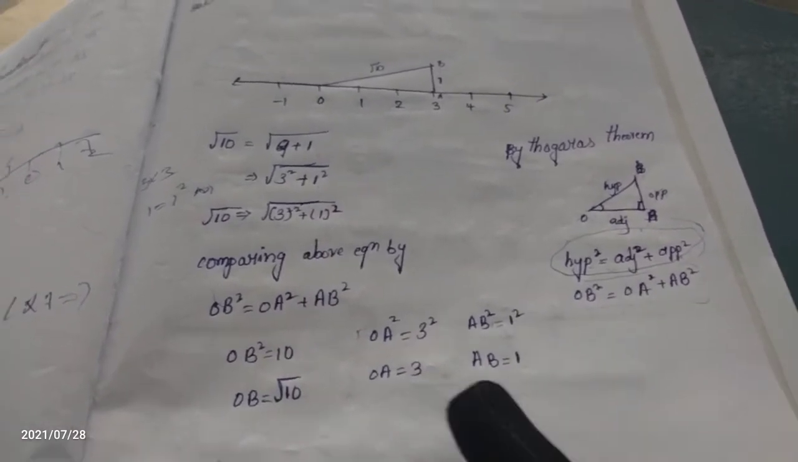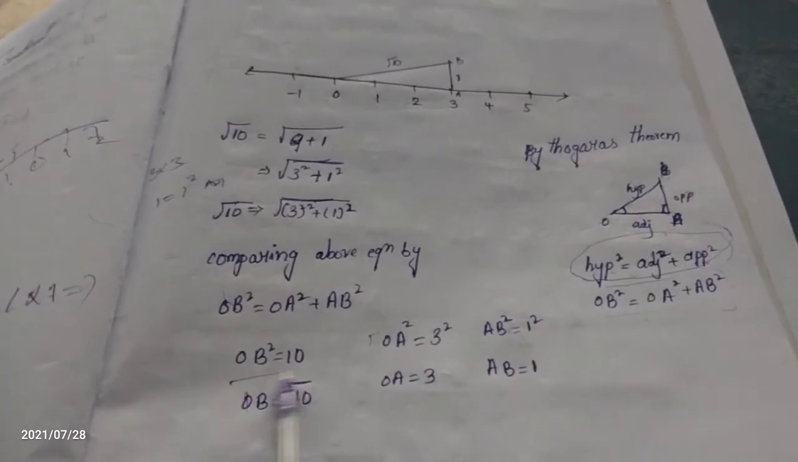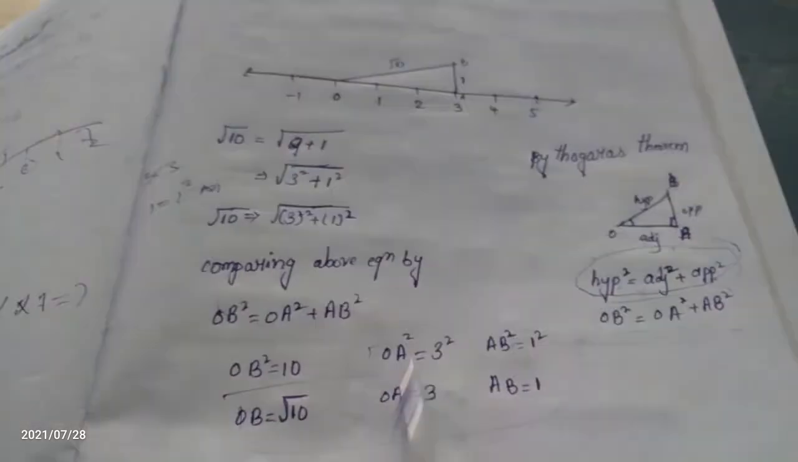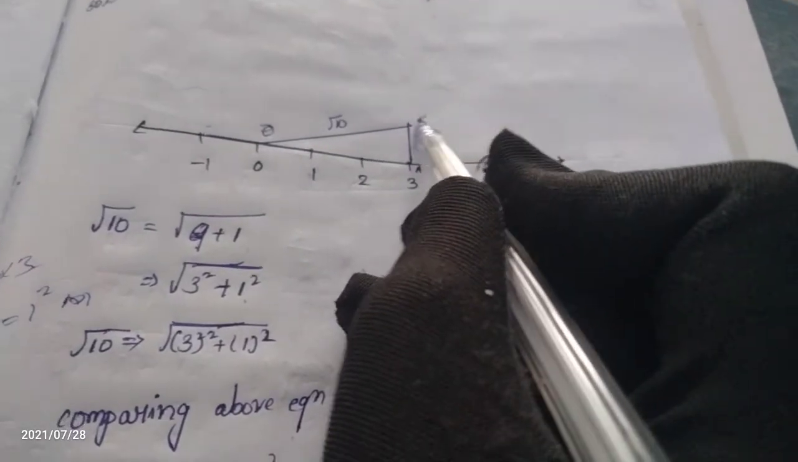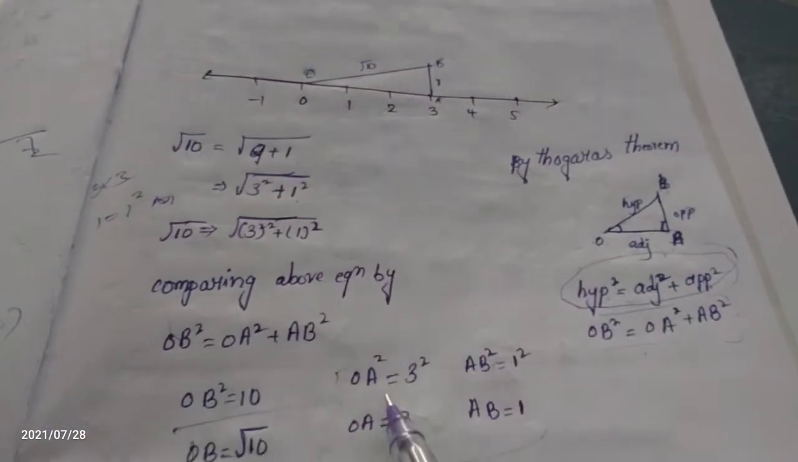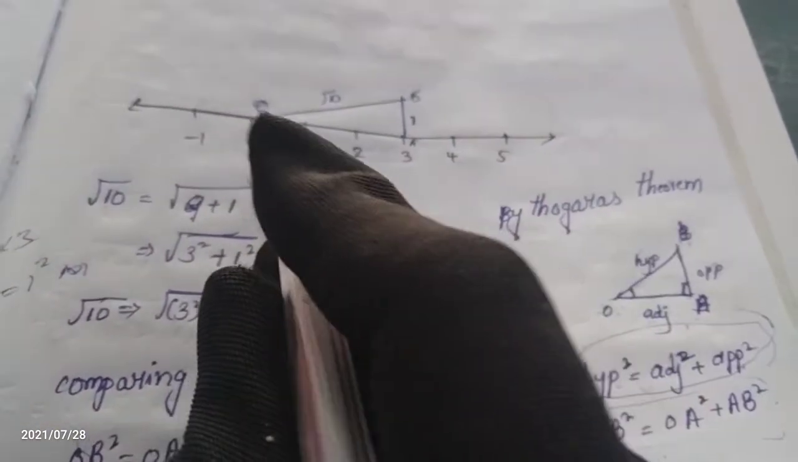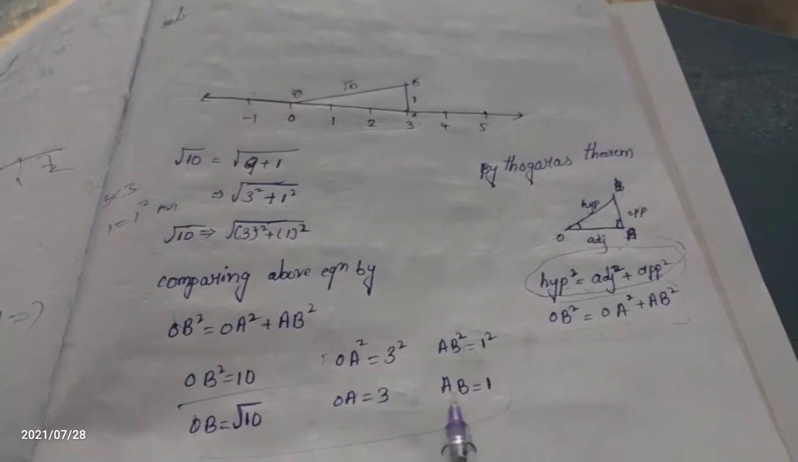Okay, ma'am. These values we have to put on this number line. What is OB, ma'am? I am taking O here, any number is O, and I am taking B here. OB is 10. What about OA? OA is 3, up to here: 1, 2, 3. That's why I am drawing here. OA is 3. AB is 1.